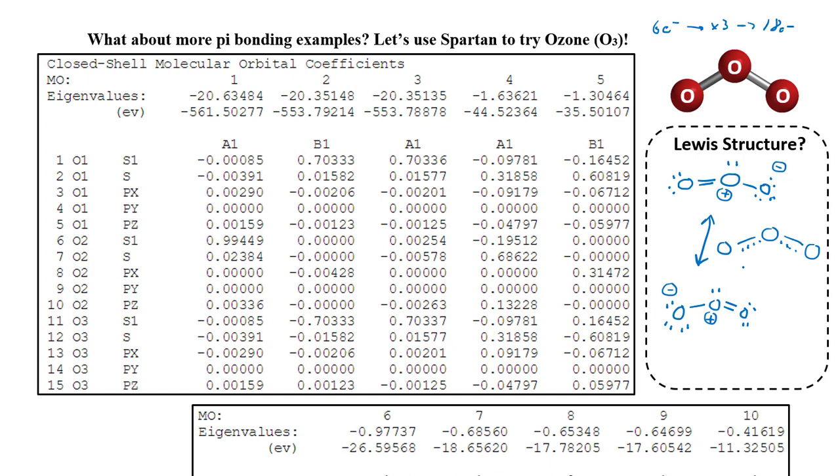But for right now, just realize that we need to think about what this looks like. With that lone pair up here, right? If you have a lone pair, it's going to make this look bent. It's not going to be perfectly linear.